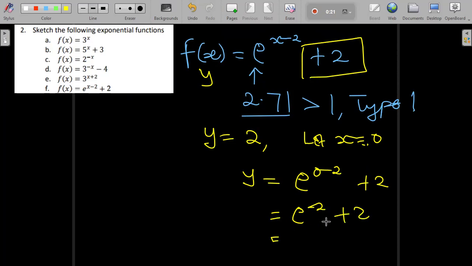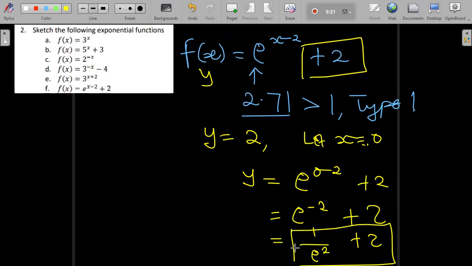If you have a number raised to a negative power, it's the same as 1 over that same number raised to a positive power, and then plus 2. So this here is our y-intercept. This is going to be a positive number, because a positive plus 2 is a positive number. You don't have to find the exact number. It's enough to say that this is a positive number. So we have (0, this number).